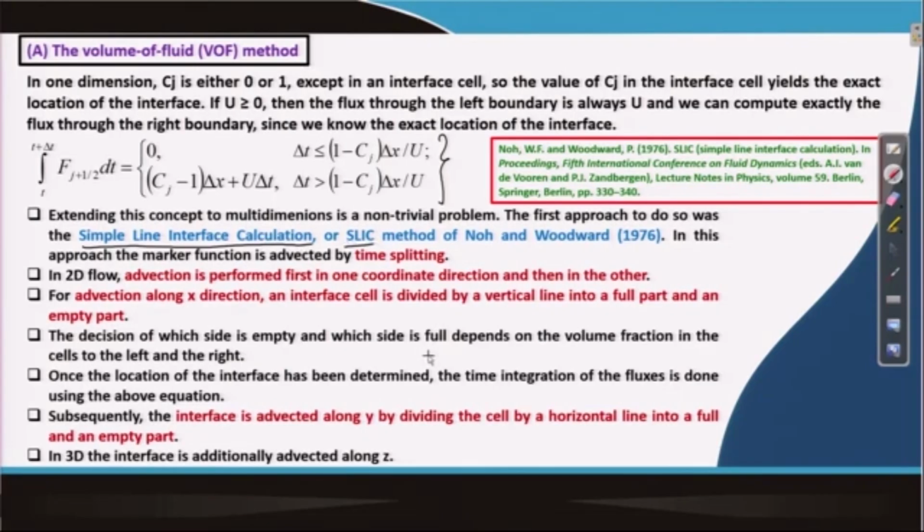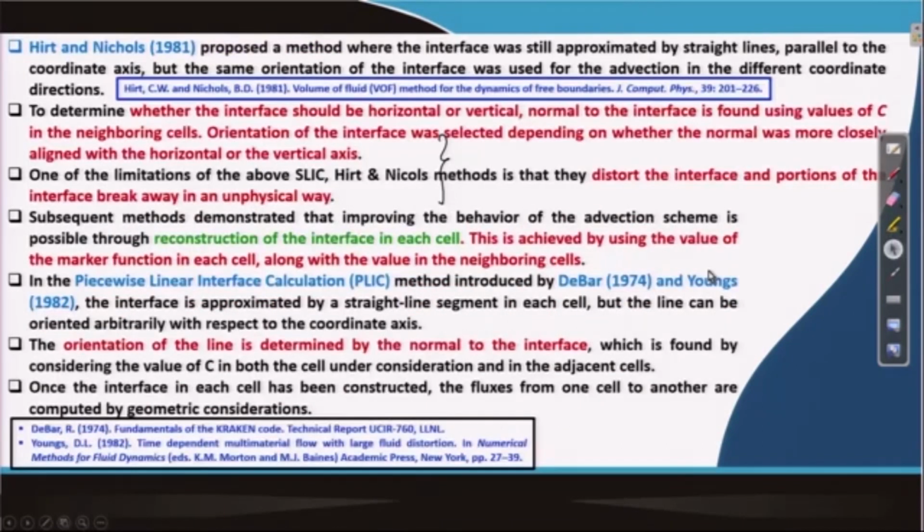And when it is applied in a multidimensional sense, it is done usually by time splitting. That means you take care of advection along x separately, along y separately, and along z separately in a 3-dimensional situation, and sum up their effects. Again, there were other methods which evolved over time. Let us have a brief look at that.